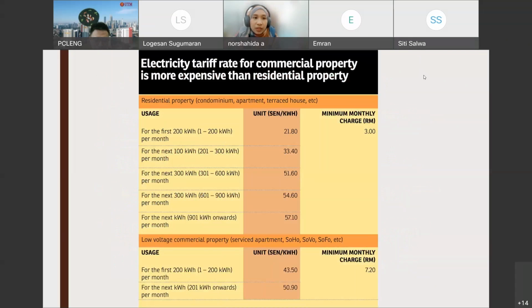Okay, ini contoh ya, electricity tariff untuk this commercial, untuk this property and also commercial kalau you tengok. So lebih mahal lah kan unit per sen. Kalau untuk the first 200 kilowatt, okay, dia RM21.80. For the next 100 kilowatt is RM33.40. The next 300 is RM51.60. Tapi kalau you tengok the first 200 untuk this commercial property ada RM43.50. The next kilowatt dah RM50.90. So banyak beza dia very big.